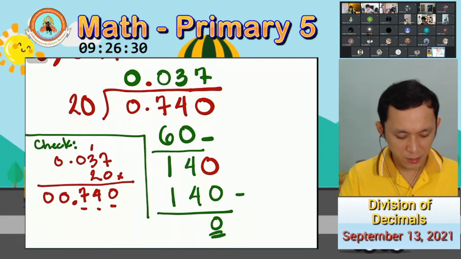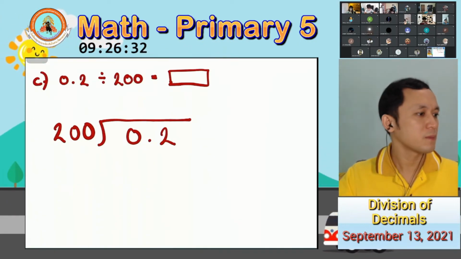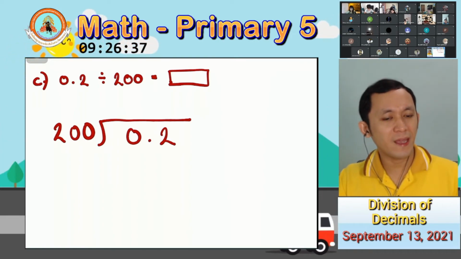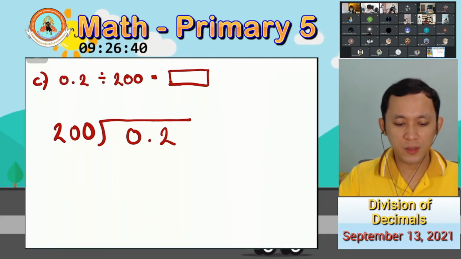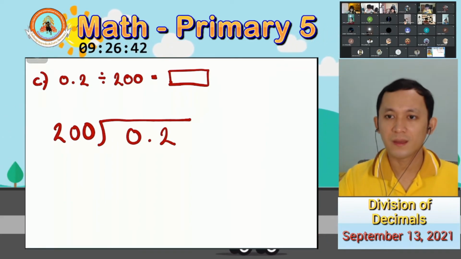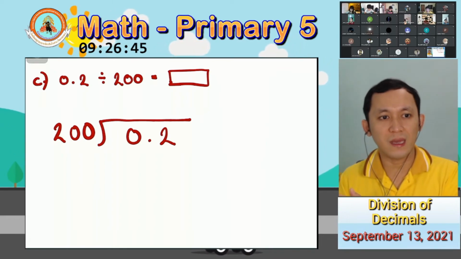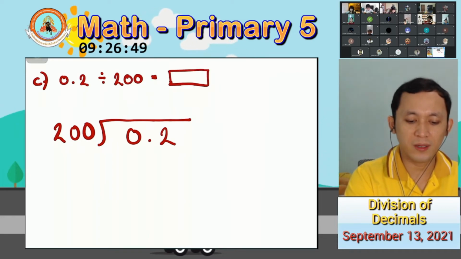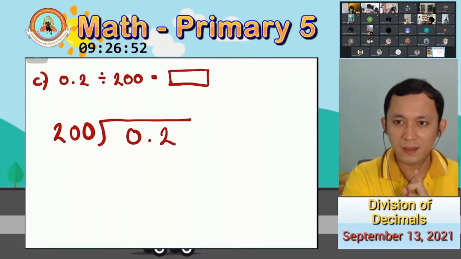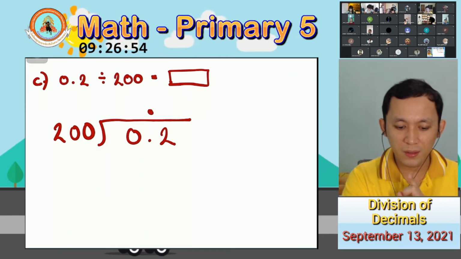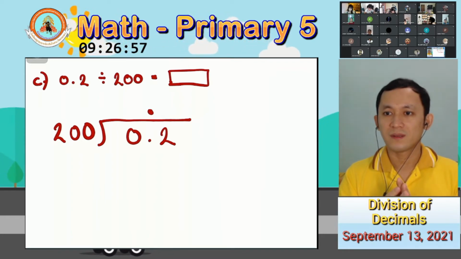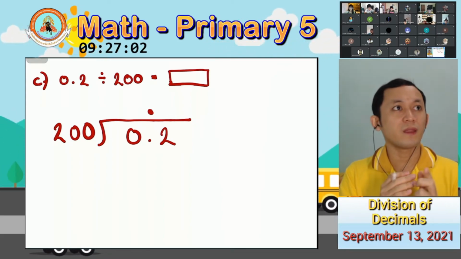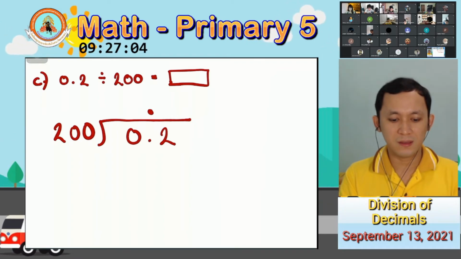How about letter C? Ready? Let's have now letter C. We have 0.2 divided by 200. So again, dividend inside, divisor outside. Teacher, let's write our decimal point. You can write your decimal point above so that you will not be confused. Write your decimal point above and then divide it as it is.